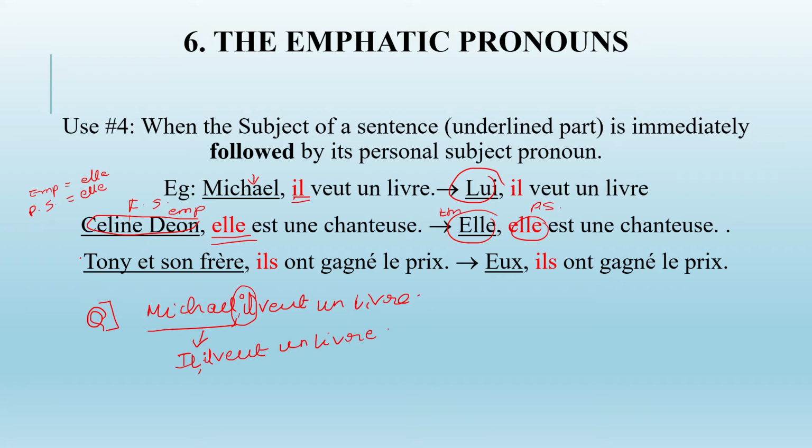And the last one, Tony et son frère is underlined for you, which is the subject here. It's already followed by its subject pronoun. So you have to replace it with emphatic, masculine plural emphatic is eux. Okay, and this is the fourth use of the emphatic pronoun.